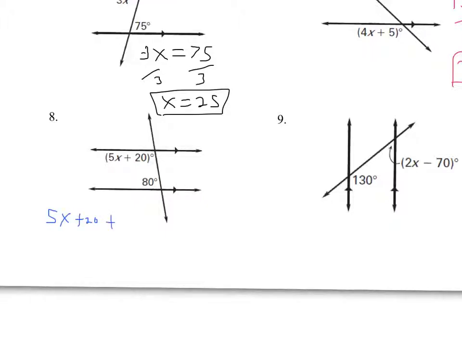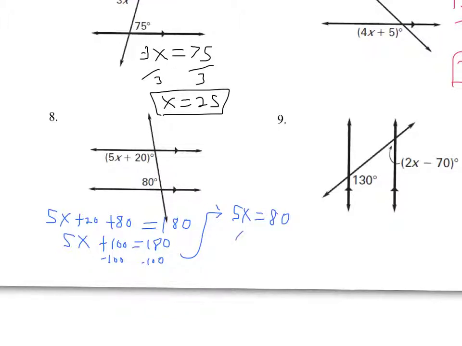So I'm going to add these, and together they will equal 180. All right, 80 and 20 on the left side here makes 100. If you take away 100 from both sides, I get 5x equals 80. So then we'll divide by 5. And 80 divided by 5 is 16.